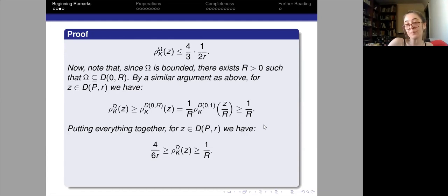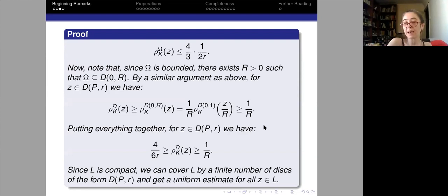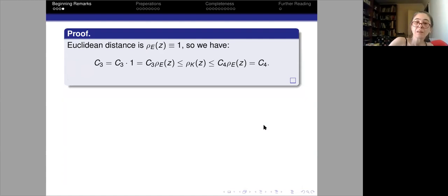So L is compact, so we can cover L by a finite number of disks of this form, and then get a uniform estimate for all z in our compact set. The Euclidean metric is given by rho_E(z) = 1. So this means that you have a constant C3, so C3 times 1, but 1 is equal to the Euclidean metric, is less than or equal to the value of the Kobayashi metric. And similarly, there is a constant C4 such that the Kobayashi metric at z is less than or equal to C4 times the Euclidean metric at the point z, and this completes the proof.